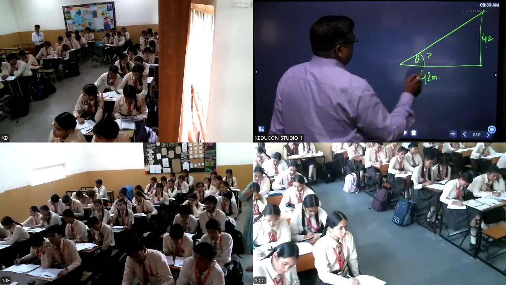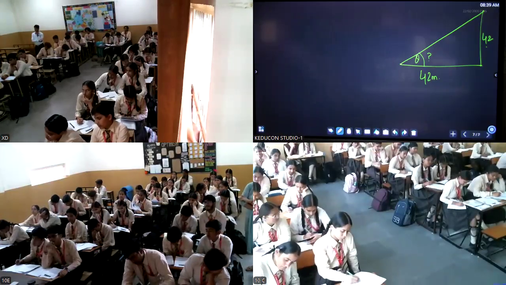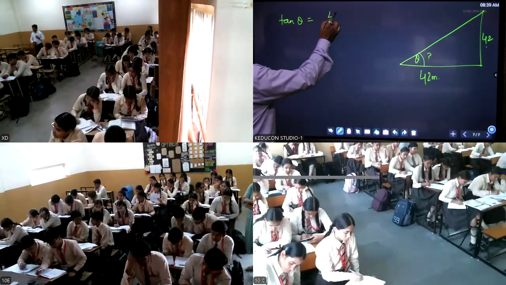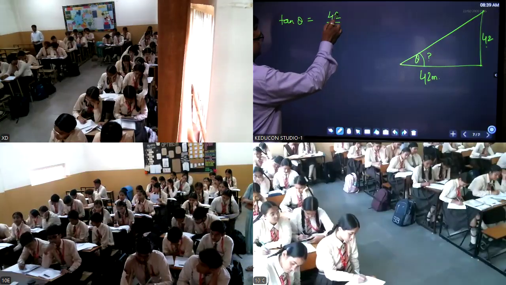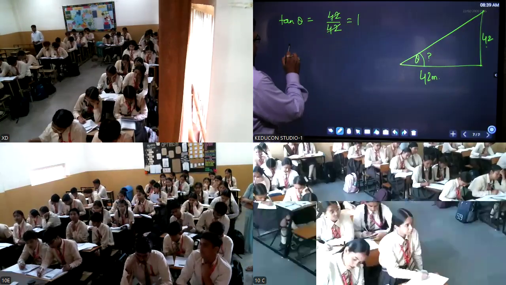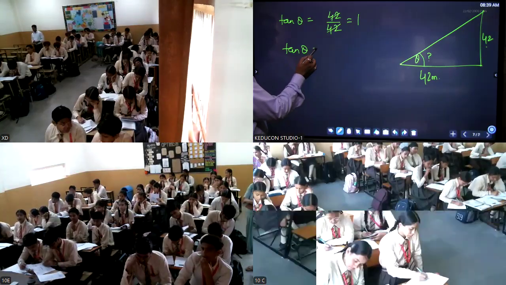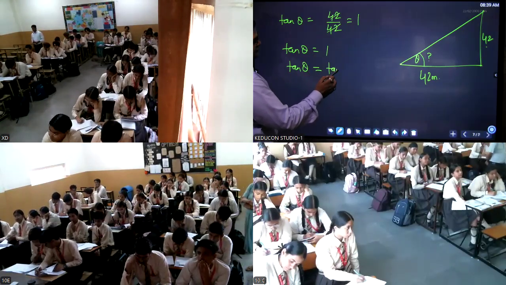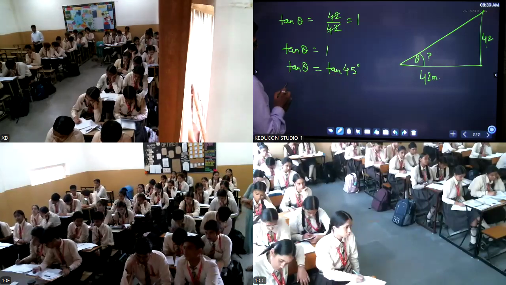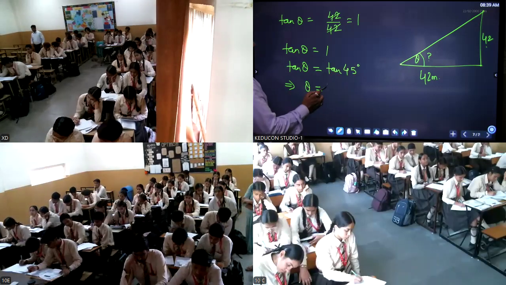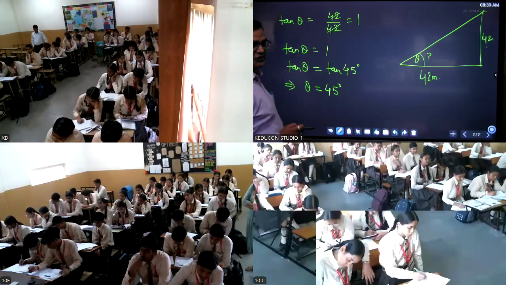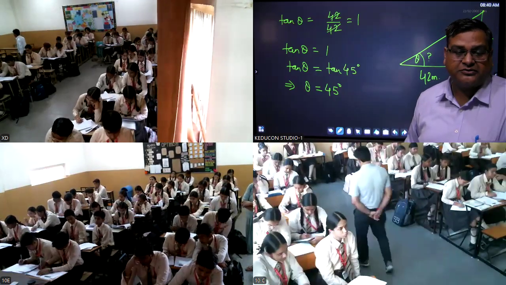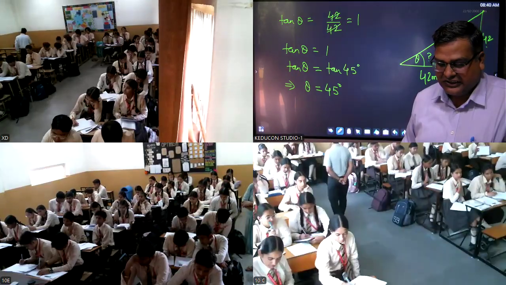So what is the relation between perpendicular and base? Tan theta कितना आ रहा है बच्चे? Perpendicular upon base, it comes out to be 1. So tan theta is 1. So tan theta की वैल्यू 1 कब होती है? Tan 45 degree. So therefore theta is 45 degree. Is this clear? Any doubt बच्चों? Next question.